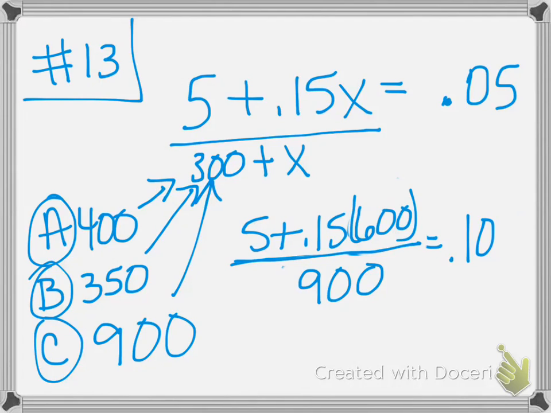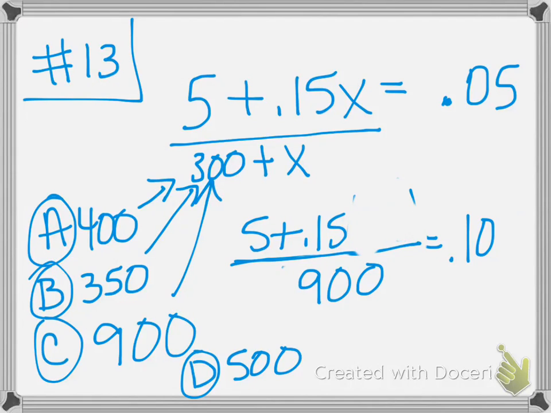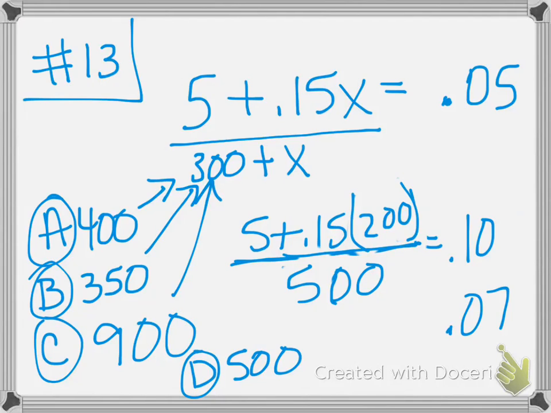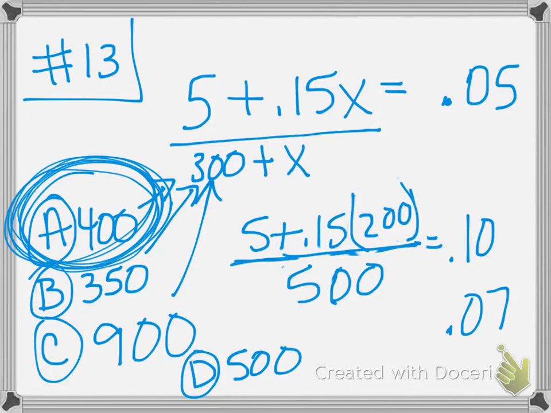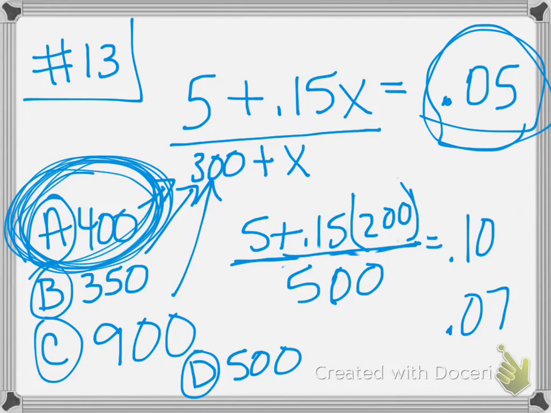So I've got one more thing to try, and that's choice D, which is 500. In the case of 500, we've gone over by 200, and then we're dividing by the total, which would be 500. So I have 5 plus 15 cents times 200, which equals 35. Divide that by 500, and you get 0.07. So the only one that worked was A. If we did 400 minutes, which is 100 over, then we would have an average cost of 5 cents.